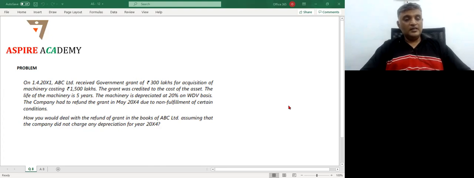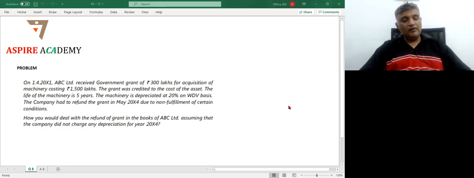The machinery is depreciated at 20% on the WDV basis. It is not SLM, it is WDV basis. The company had to refund the grant in May X4 due to the non-fulfillment of certain conditions. So when the machine was bought, 1.4.X1, so X1, X2, X2, X3, X3, X4, after 3 years, at the beginning of the 4th year, so it's May X4, the grant is getting refunded.